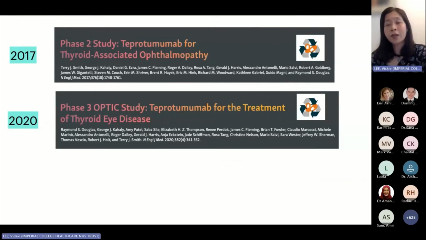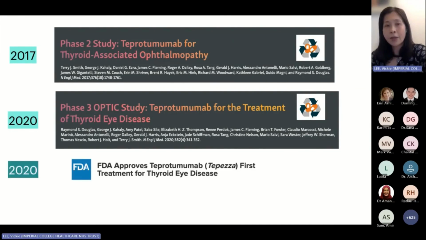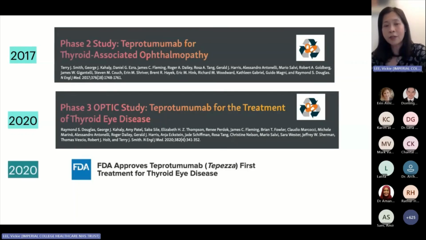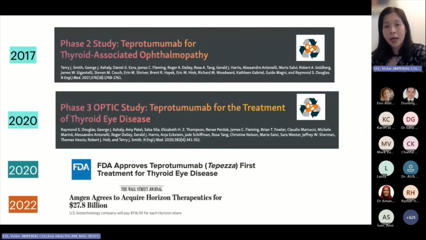This was a drug developed initially for the treatment of solid tumors that was repurposed for the use of thyroid eye disease. And the phase 2 and phase 3 results surpassed all expectations. The drug was fast-tracked through the FDA for treatment of acute thyroid eye disease, and the original company was sold for a humongous sum to Amgen in 2022.